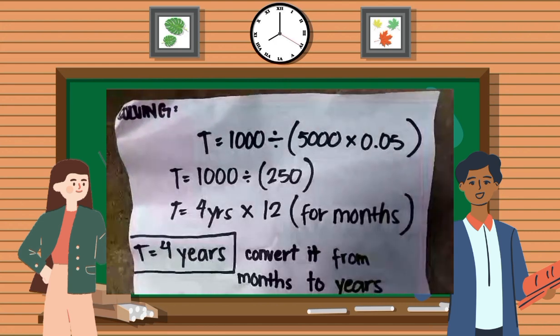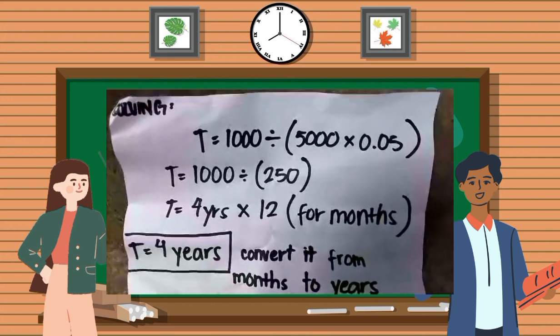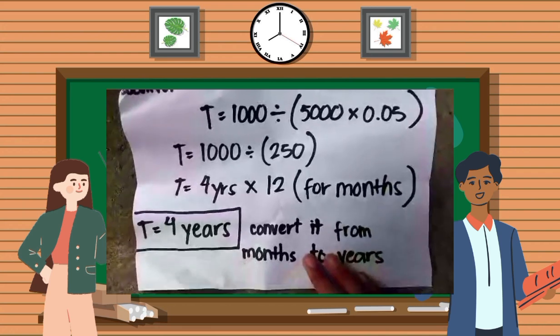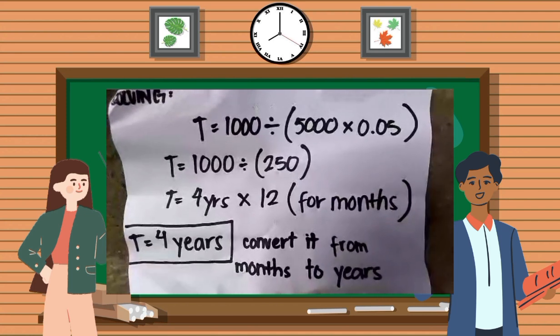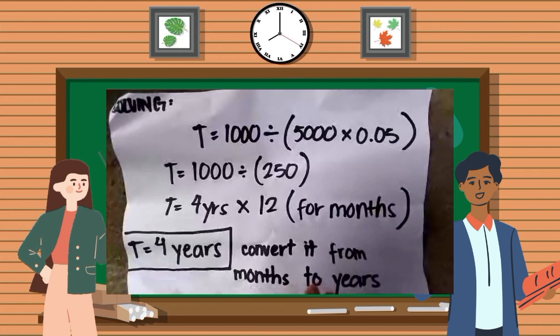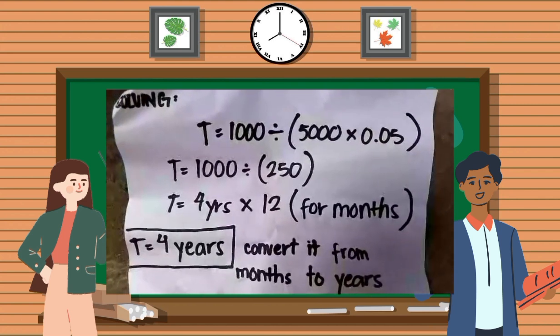Kung paano natin nakuha to, dapat yung 48 months na yon ay i-convert siya sa years. May nakalagay naman dito para mag-guide kayo. So, T is equal to 4 years. Yan ang final answer natin. Diba kanina 48 months siya, dapat convert it from months to years. Yun ang sagot niya doon. Ang time natin ay 4 years.